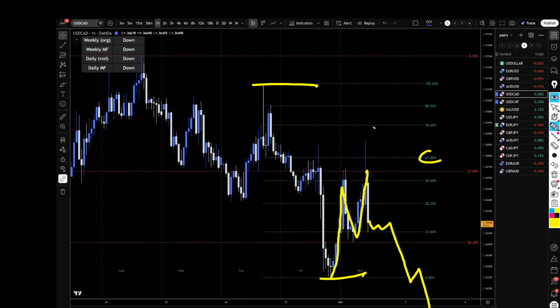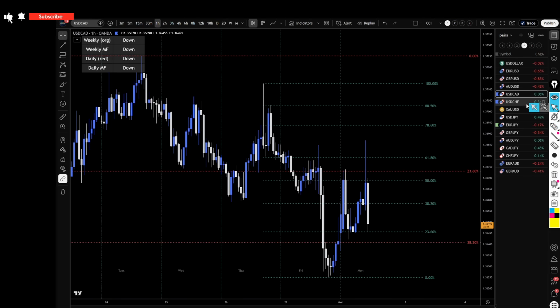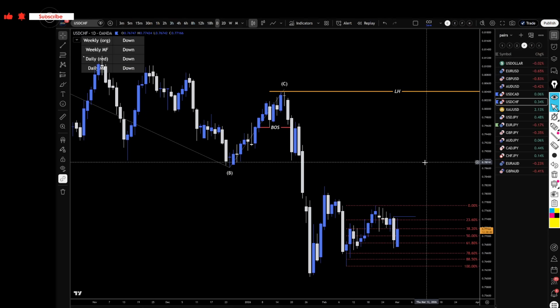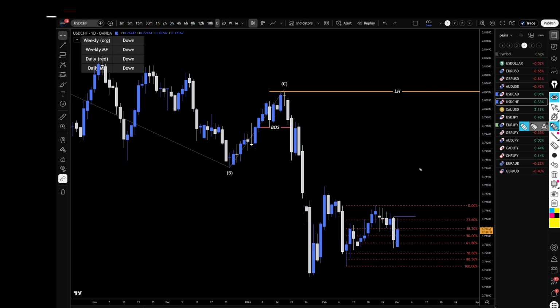Until the daily time frame engulfs up at a Fibonacci level, we potentially should be looking for shorts in a downtrend on the US dollar CAD. And moving on to the US dollar Swiss, the Swiss is a little different quite often because it's a risk on, risk off currency, and there's definitely a lot of risk in the market right now, so that potentially could make for a stronger Swiss.